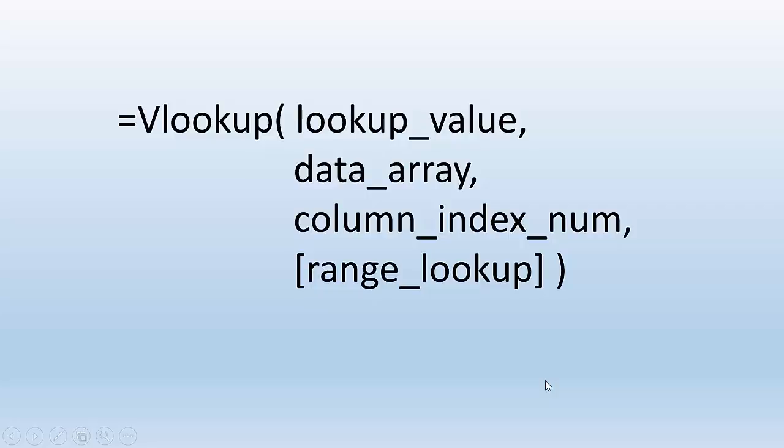So let's start by reviewing the four components that make up a VLOOKUP. We're going to move through this rather quickly, so if you've never used VLOOKUPs before, I suggest using one of the links in the resources below. There are four components: the lookup value, data array, column index number, and range lookup.